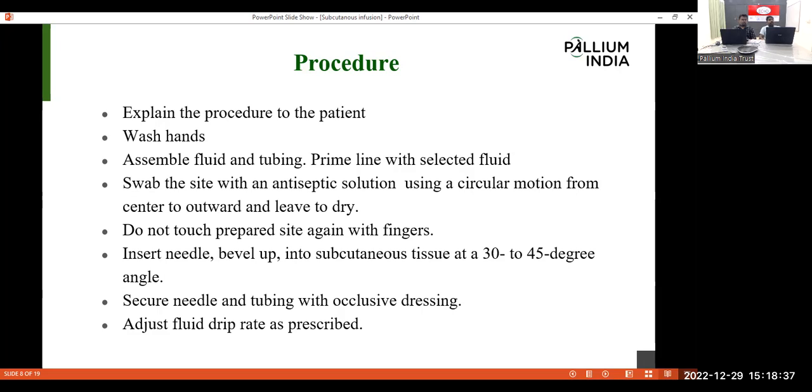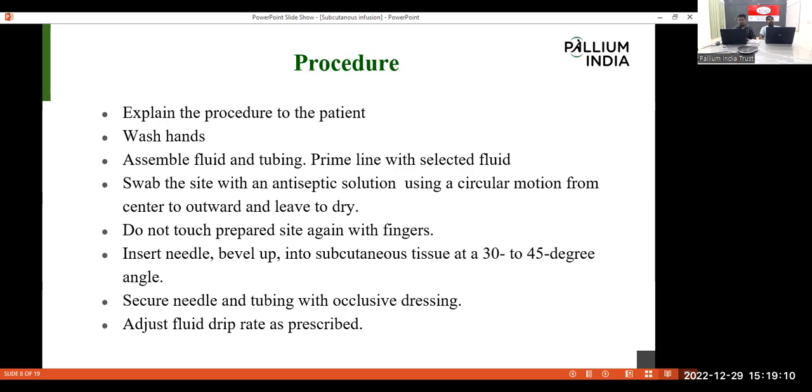Then after cleaning and after drying, don't touch the prepared site again with our fingers or bare hands. Then mainly we use a SV set, scalp vein set or butterfly cannula. In the video, I'm going to show the procedure, everything. Mainly this type of SV set we use for fixing in the subcutaneous space like a cannula. So we insert the needle. While inserting the needle, we will place the bevel.